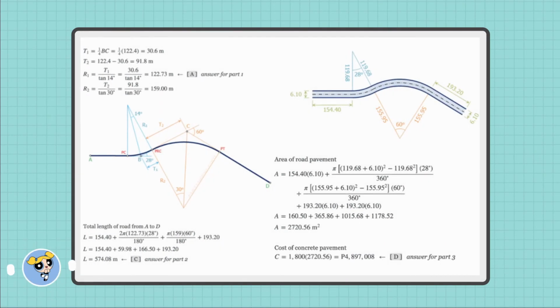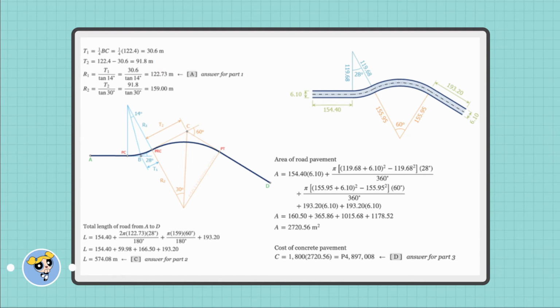Before we proceed in finding the radius, we still need to find the tangent length of both curves. We have the given formula, which is 1/4 multiplied by BC. Substituting the value for BC, we would have 1/4 multiplied by 122.40 meters. The answer would be 30.6 meters for the tangent length of the first curve. To get the tangent length of the second curve, all we need to do is subtract 30.6 from 122.40, which gives us an answer of 91.8 meters.